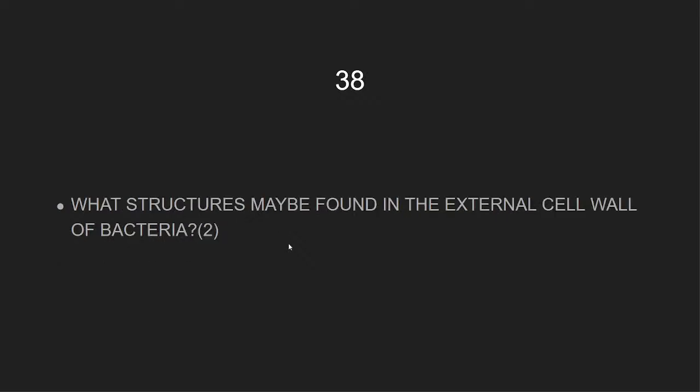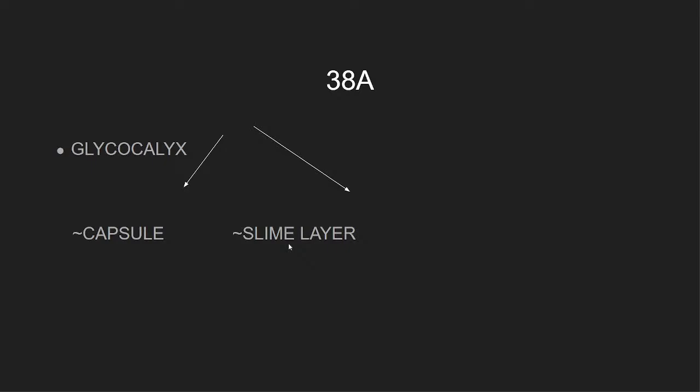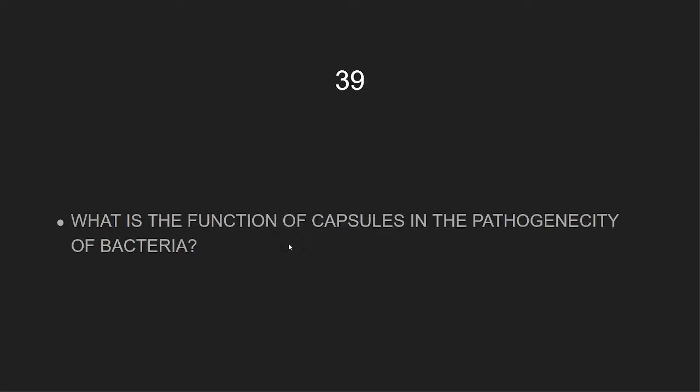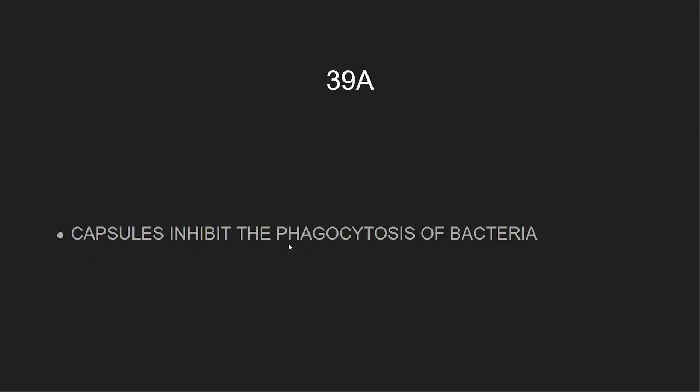Okay, now let's move on to the structures that may be found in the external cell wall of bacteria. We have two things that you need to remember. You have a capsule and a glycocalyx. Okay, or sorry, a slime layer. Sorry. So it could be a capsule or a slime layer, which is outer, and then a glycocalyx. So any of the two. Okay, the function of capsules in the pathogenicity of microorganisms is number 39. What is the function of capsules in the pathogenicity of bacteria? It inhibits phagocytosis. Okay, as I mentioned before, what are the three organisms that we were talking about that had capsules?